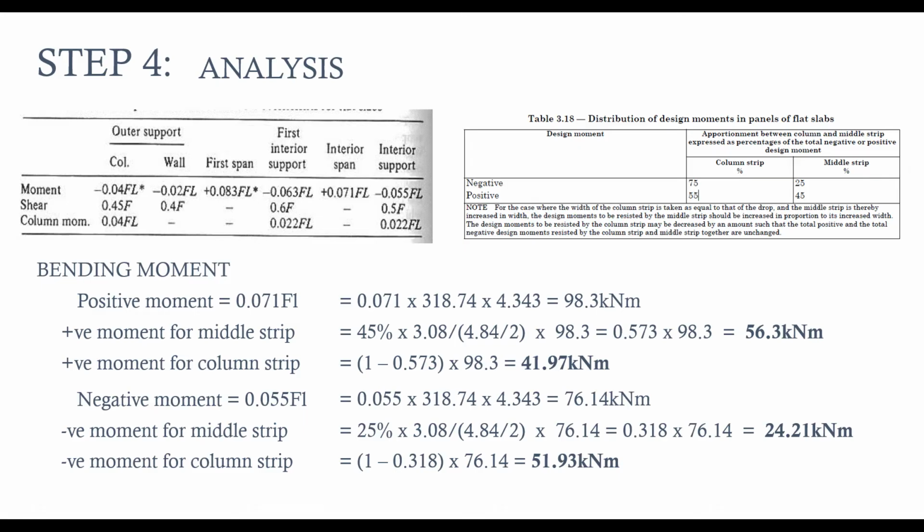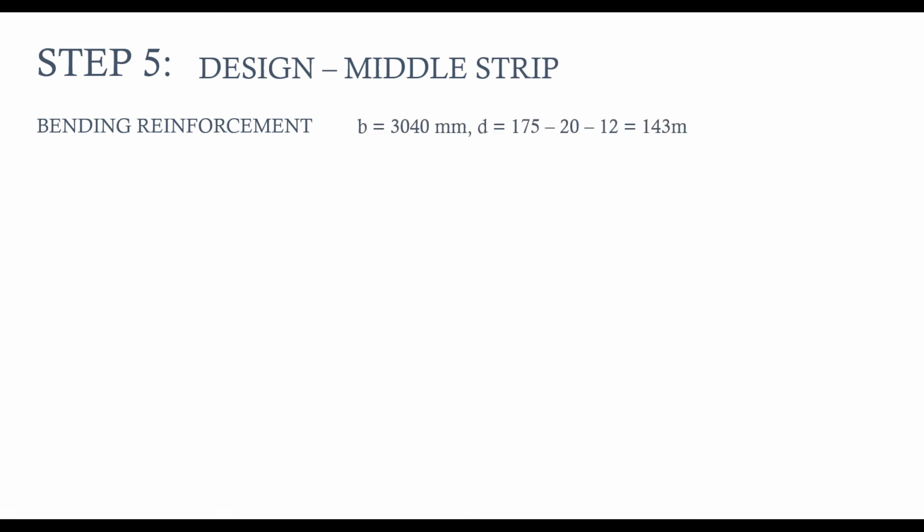So we are going to be starting with the design for the middle strip first. So this is going to be step 2. For bending reinforcement, we are going to be establishing one or two things. We have to establish the b of our middle strip. Based on the calculation, the b of the middle strip is 3.04 meters. That is 3 meters 40 millimeters.